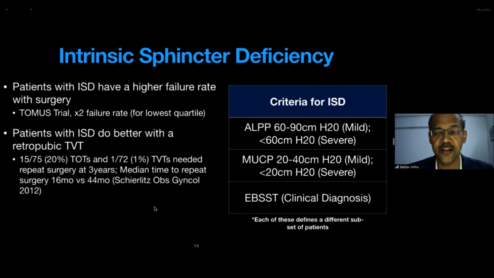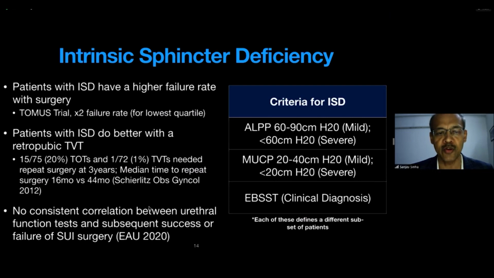It's possible that a retropubic procedure may give a better outcome, but because there's only one randomized trial, at least to my knowledge, by Schierlitz et al. in 2012, we don't have a good body of evidence to show that the transobturator approach may be less successful as compared to a retropubic approach.